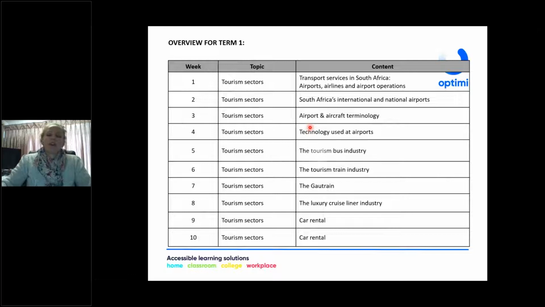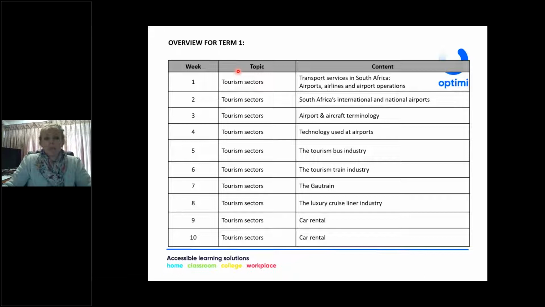Okay. First of all, we are just going to have a look at the overview for term 1 and 2. So for your June examination usually consists of term 1 and term 2's work.